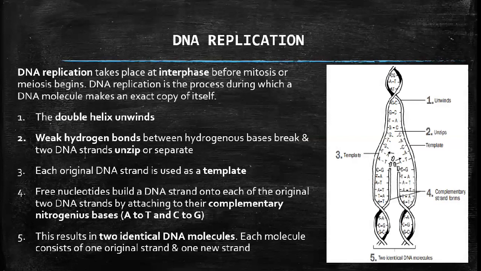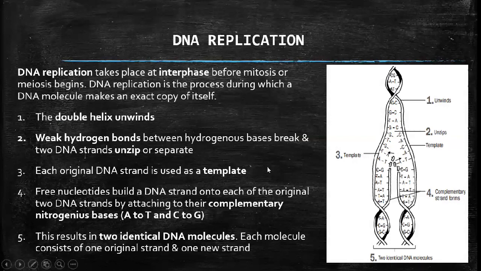Okay. Now, what happens is that free nucleotides build a DNA strand onto each of the original two strands by attaching their complementary nitrogenous bases, where adenine bonds to thymine and guanine connects to cytosine. Okay, now these act as a template. Each original strand acts as a template. Okay, these two original templates are the ones that are going to be used to form more copies.